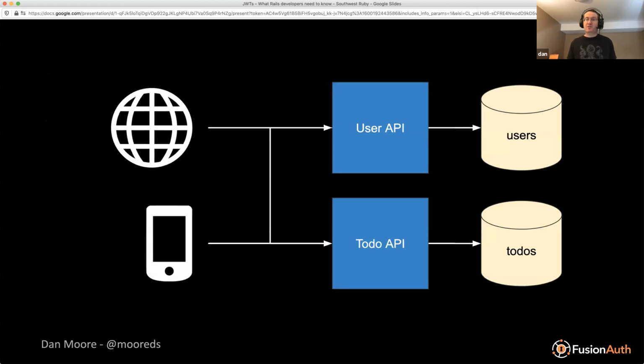So let's talk about the use case. Here we have a typical application. It has a couple of different APIs. There's a user API, which goes against the user data store. We have a to-do API, which goes against a to-do data store. Let's dive into those a little bit more.